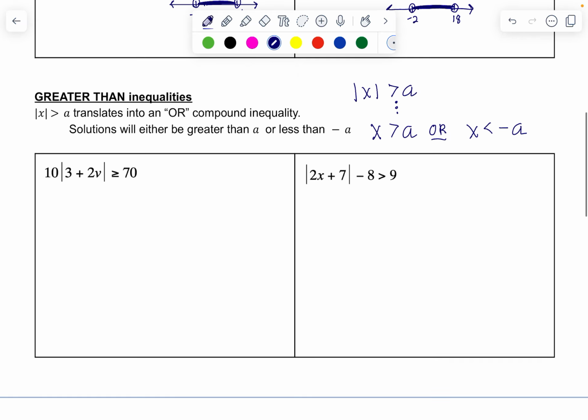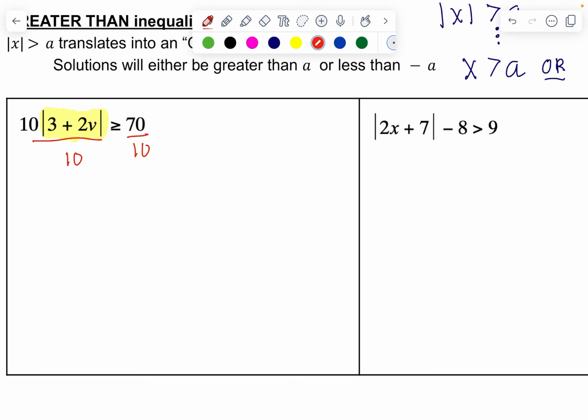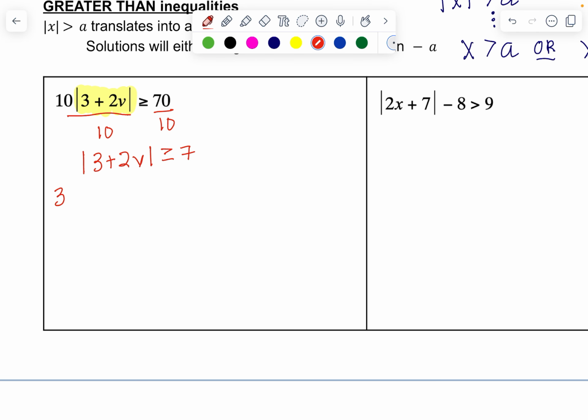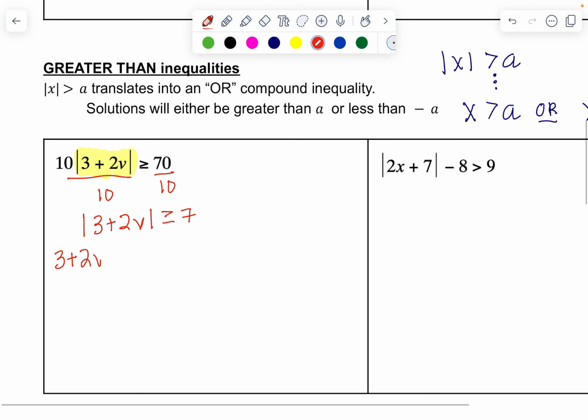So we still have to isolate the absolute value part. So here I'm going to start by dividing by 10. So now I get the absolute value of 3 plus 2v greater than or equal to 7. And now I'm going to split it up into two separate inequalities. So 3 plus 2v greater than or equal to 7, or 3 plus 2v less than or equal to negative 7.